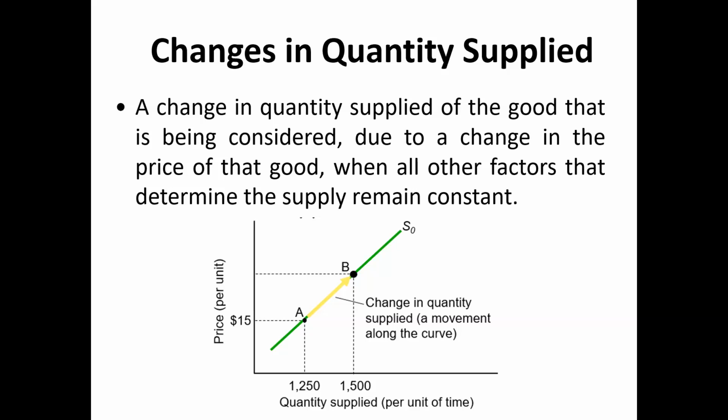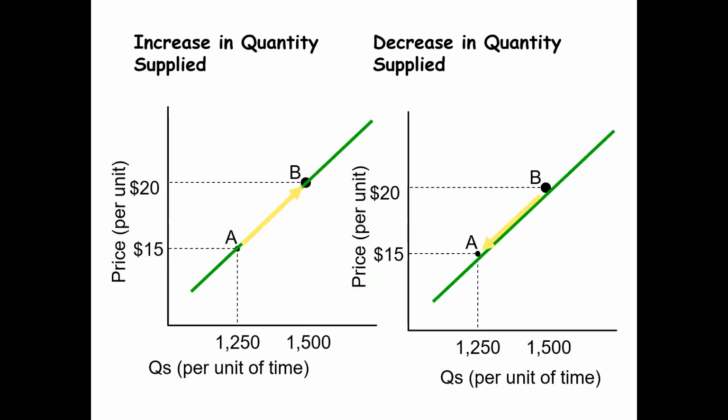Then when price increases, the quantity supplied increases. So there will be an upward trend along the curve. And if there's a price reduction, there's a downward trend along the supply curve. So if there's only a price change of the commodity in question, that will lead to movements along the curve.